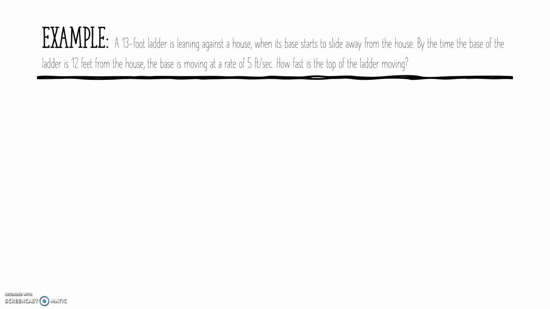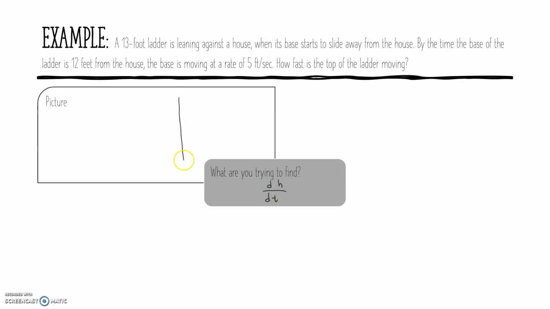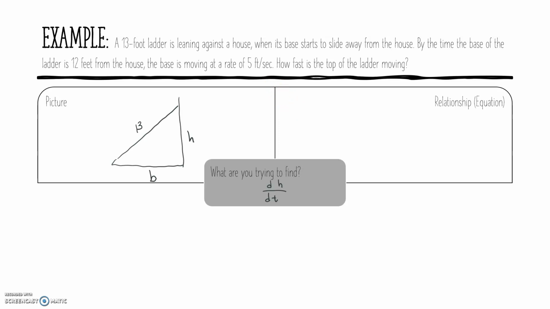Okay, a 13-foot ladder leaning against a house. So we are trying to find the rate of change of the height of the ladder. So here's a picture. Here's the house. Here's a 13-foot ladder leaning against the house. The height is changing because the ladder is falling, and the base is changing as well. A relationship between the height and the base would be the Pythagorean theorem. b squared plus h squared equals 169.